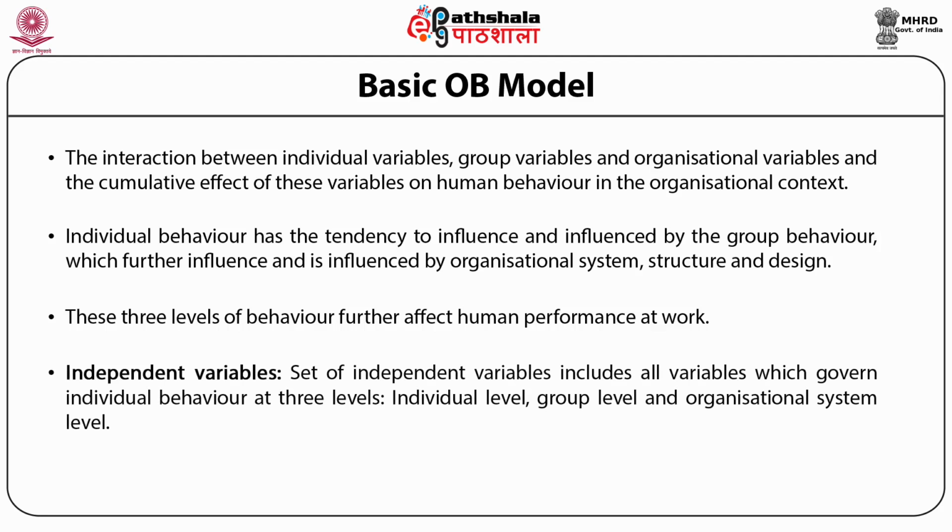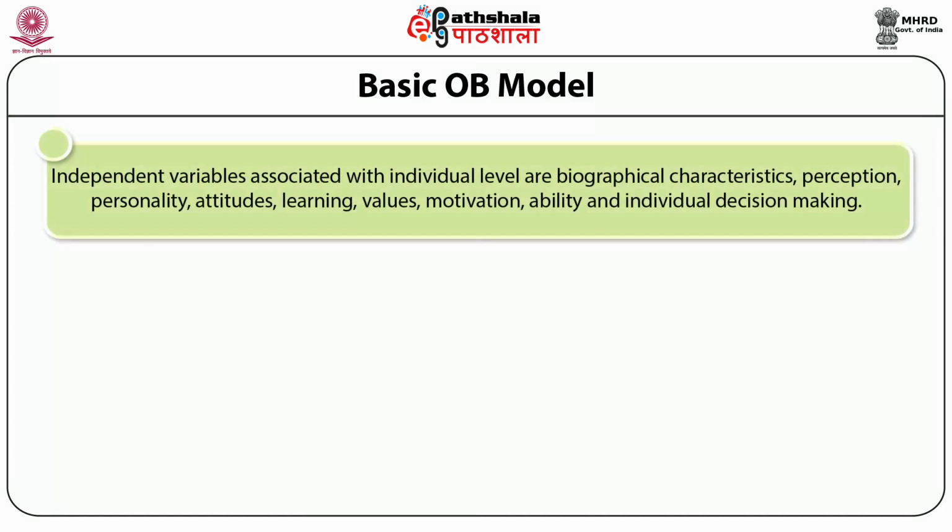Independent variables. The set of independent variables includes all variables which govern individual behavior at three levels: individual level, group level, and organizational system level. Independent variables associated with individual level are biographical characteristics, perception, personality, attitudes, learning, values, motivation, ability, and individual decision making.